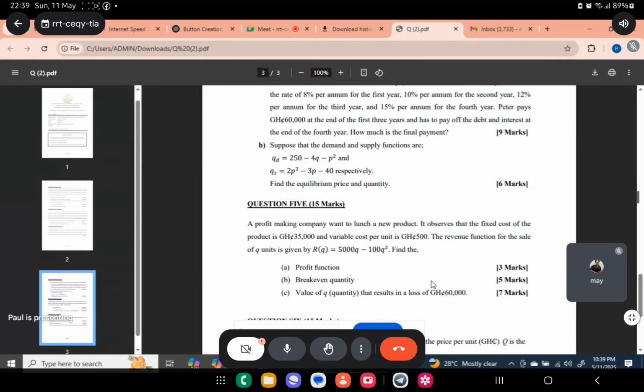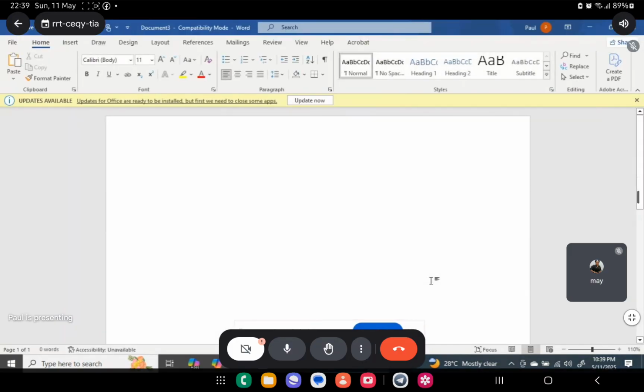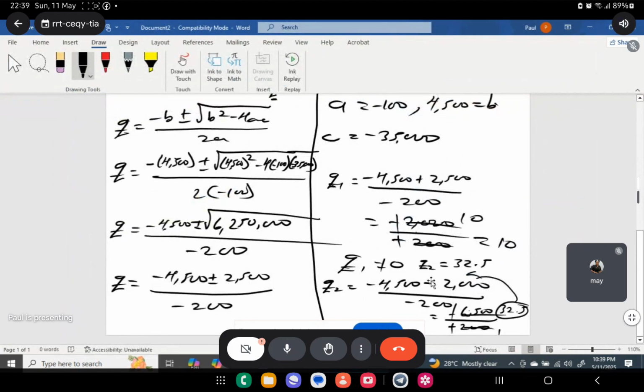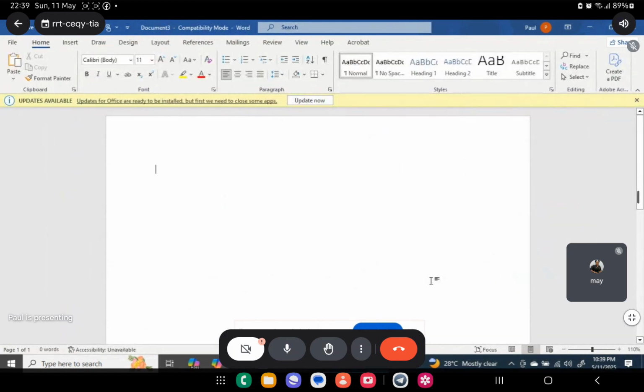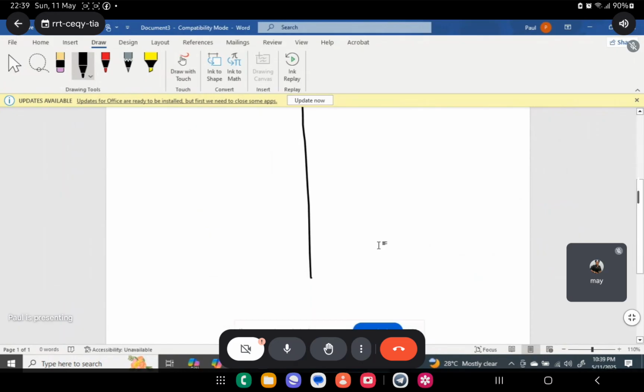Now, part C is saying to find the value of Q that will result in a loss of 60,000. Please, with that, it means that you are going to do everything again. They want you to do everything again. You see, I told you that when we are targeting a profit, you add that profit to the fixed cost, isn't it?